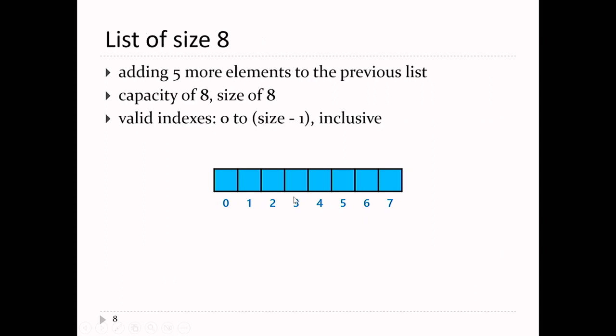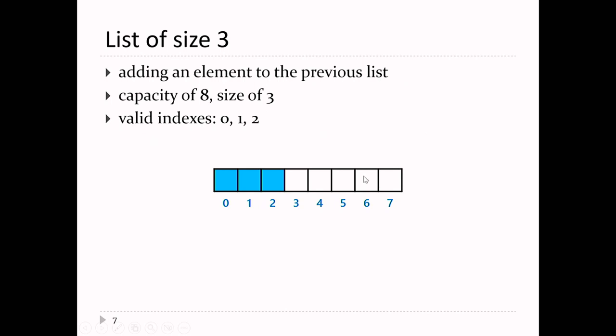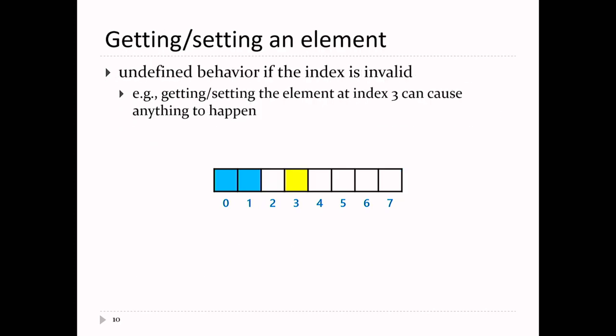Setting the element at index 3 changes whatever value is stored there. The reason you can't set, say, the element at index 6 here is because then you have a list that's got a bunch of free spots that have nothing in them, and it's not clear how you should deal with that situation. So you can only set an index that already has an element in it.